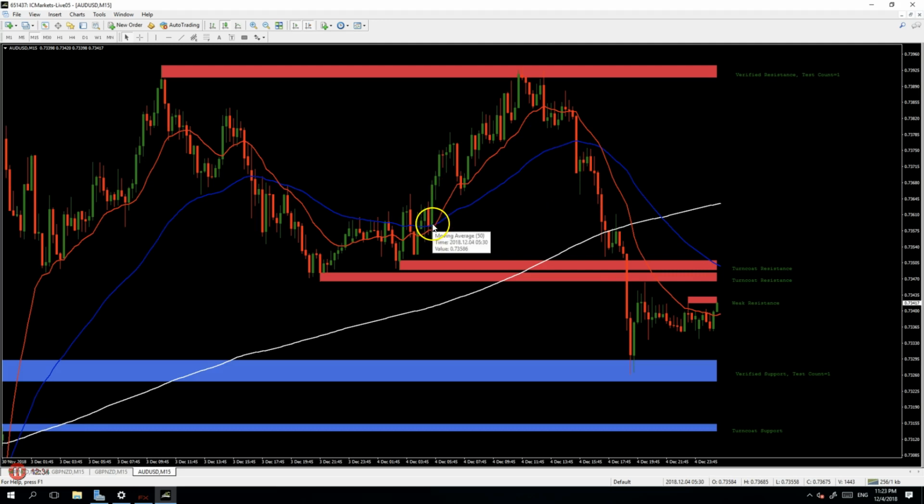And then what you do, you wait for it to retrace down to your 15-period moving average, and then you place your buy order, and you can see what happens straight away. It bounces off your 15-day moving average and it goes up again.